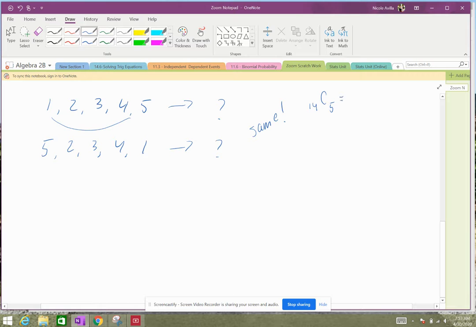So 14 combination 5 would mean I could do 14 factorial over 5 factorial times 14 minus 5, which is 9 factorial. When I simplify this out, I can just write 9 factorial here because that's going to cancel out with the 9 factorial on the bottom.